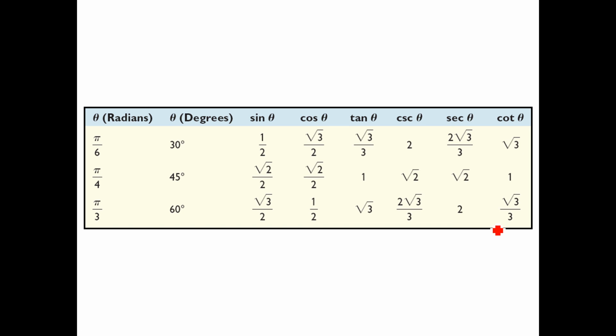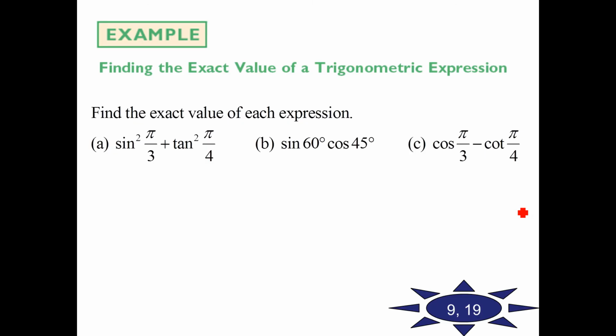Here is a nice table. I would print this out or pause the video and copy this. This has all 6 values for all 3 of those important angles. So our important angles are 30, 45, and 60, pi over 6, pi over 4, pi over 3, and then the corresponding values for the sine all the way through the cotangent for those angles. Okay, so let's plug some in here.